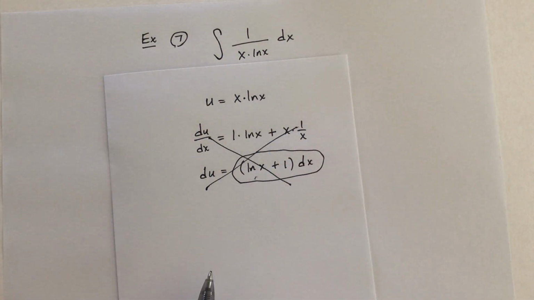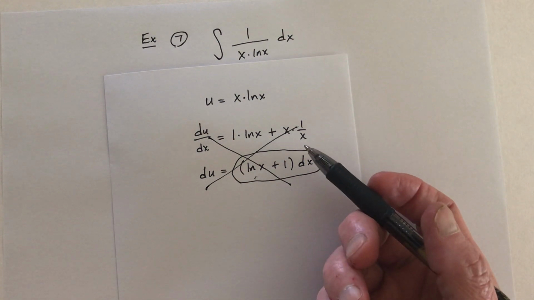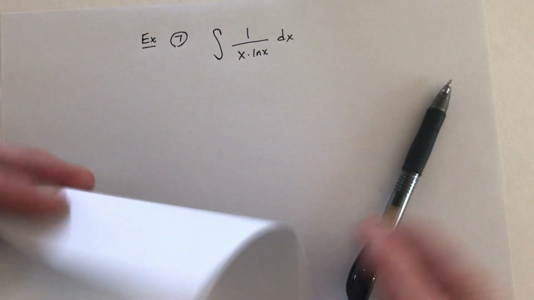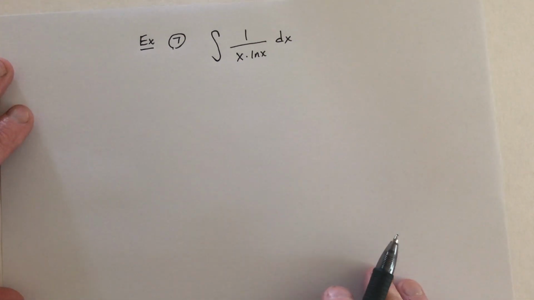So that's an example of what I was talking about with u substitution. There are certain guidelines, but sometimes you try something and it just doesn't work. So you just throw that one away and start again.